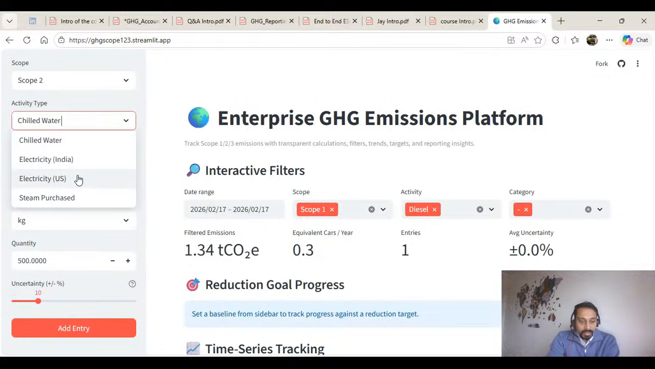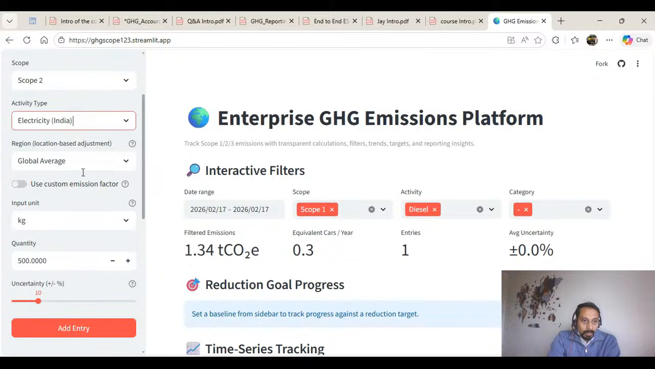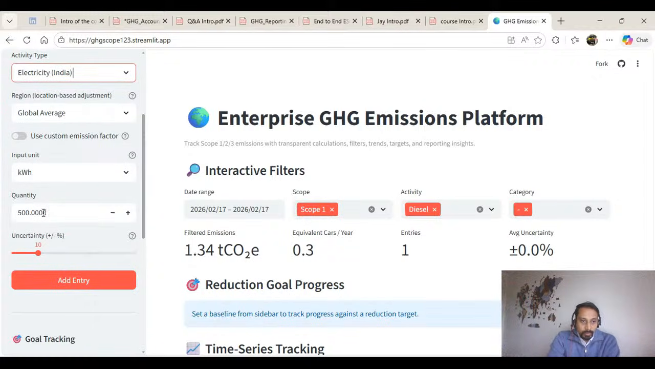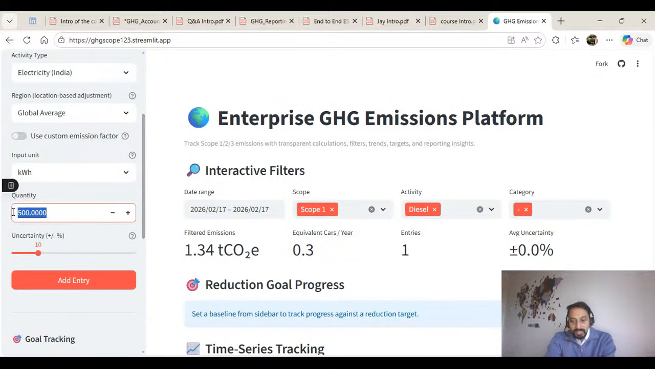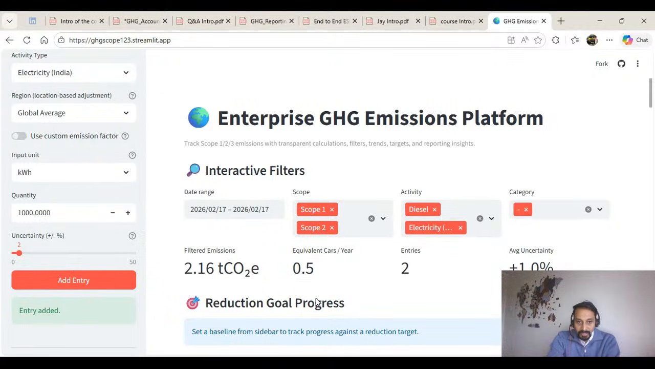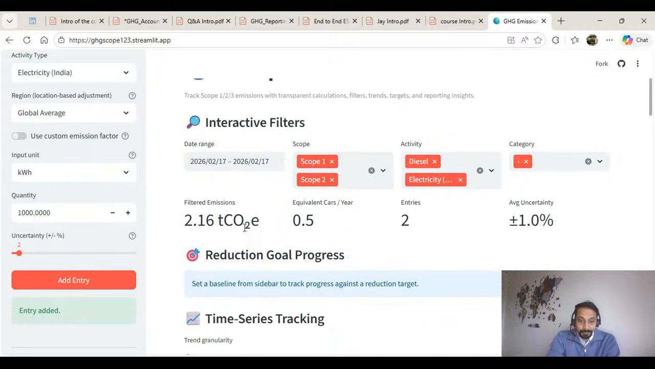You can mention any kind of electricity for any kind of region. Global average, again, you can mention under the kWh or the MWh. Quantity can be the part of 1000 I mentioned. Uncertainty I'm putting at 2%, and it will cover. So here you can calculate the overall filter emissions accurately.